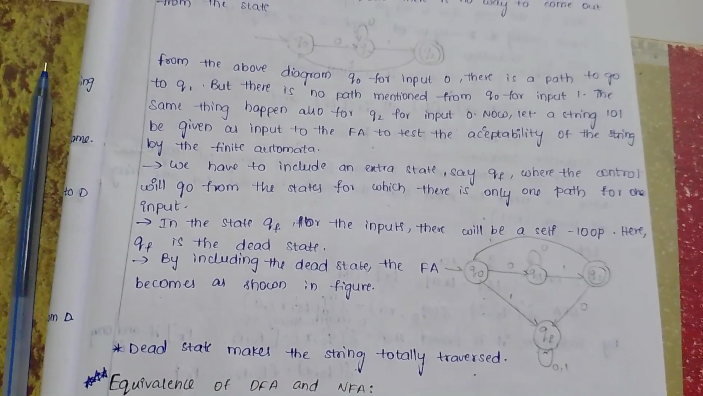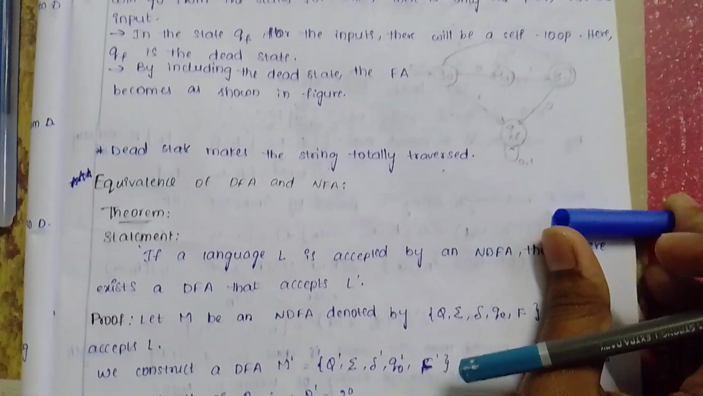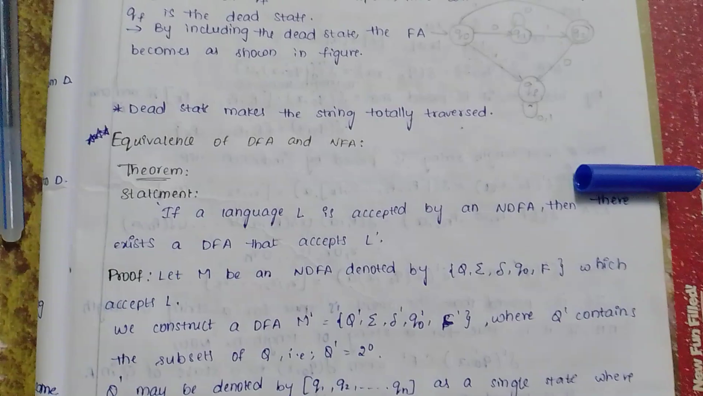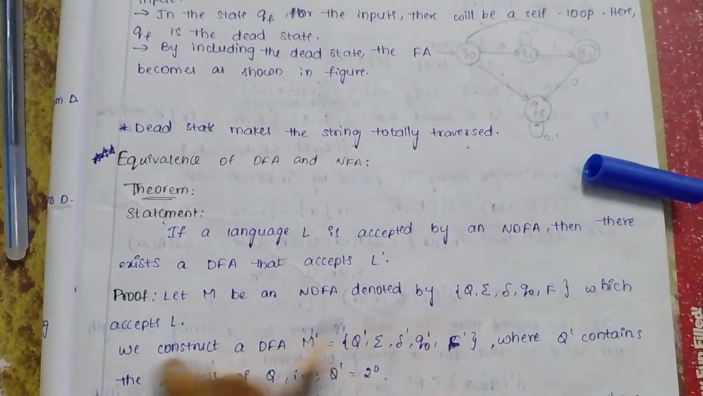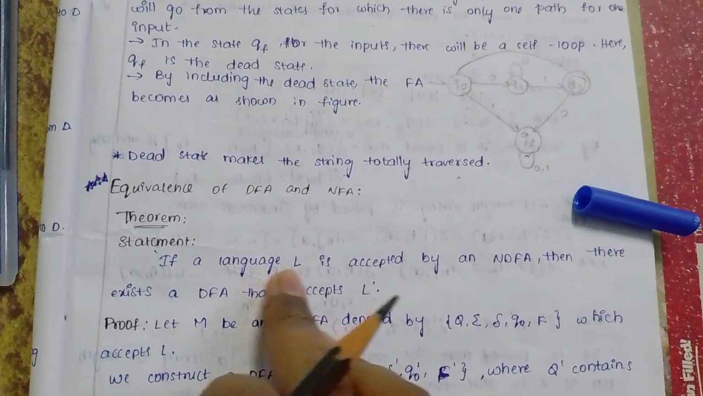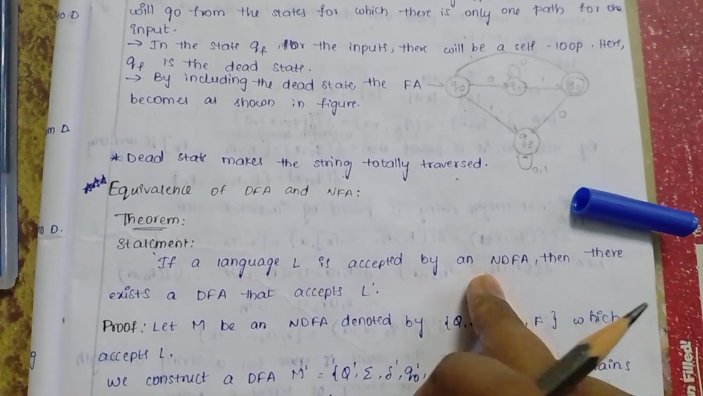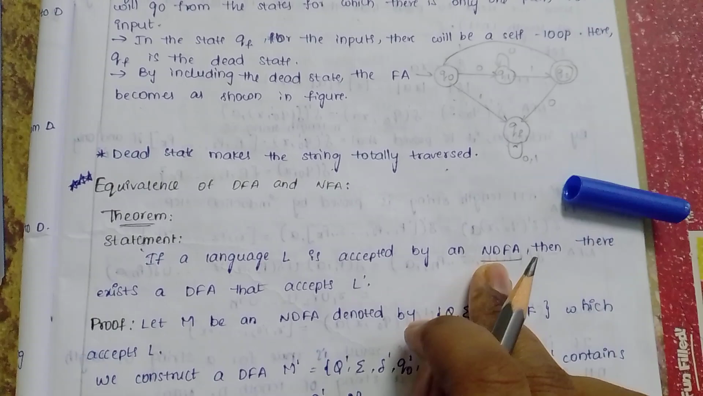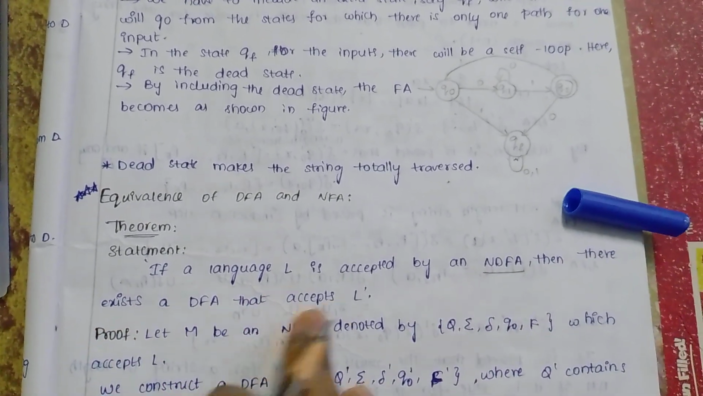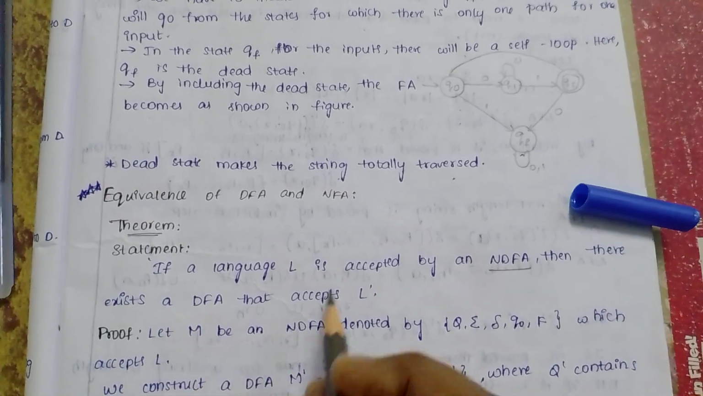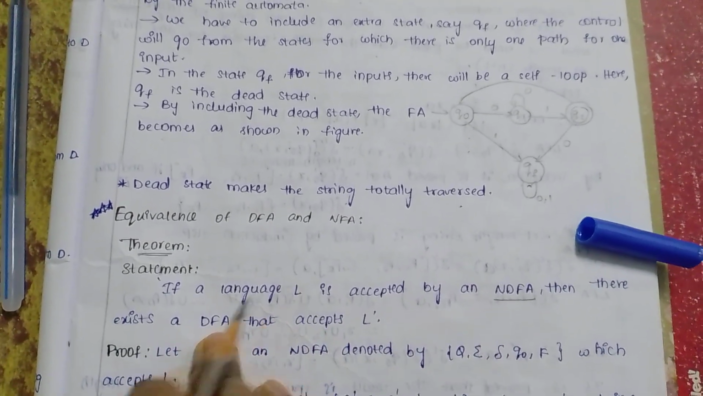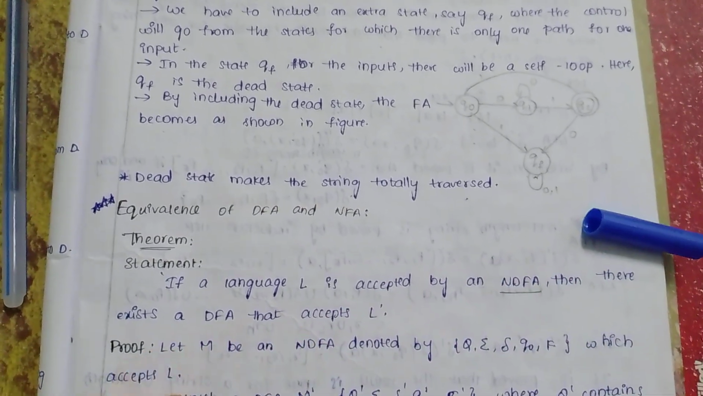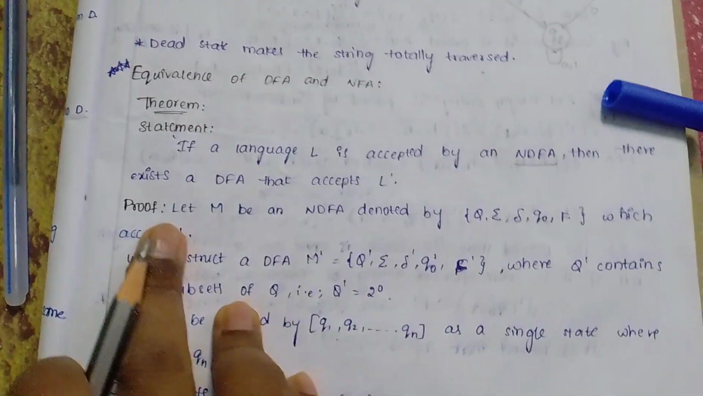So the next topic is a very important theorem, equivalence of DFA and NFA. So what is the statement? If a language L is accepted by an NDFA, here NDFA is non-deterministic finite automata, then there exists a DFA that accepts the language. Here DFA is deterministic finite automata. So the statement is: if a language is accepted by an NDFA, then there exists a DFA that accepts the language. Now we see the proof.